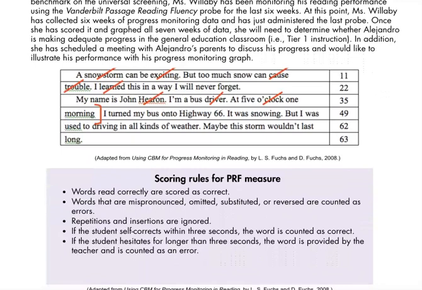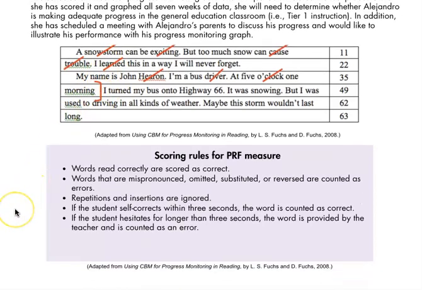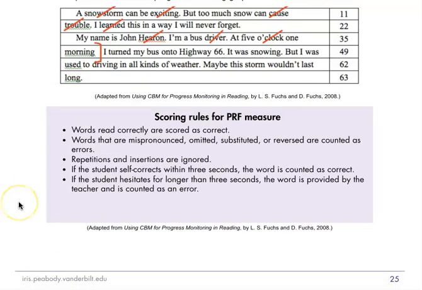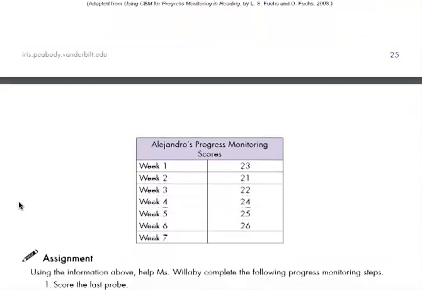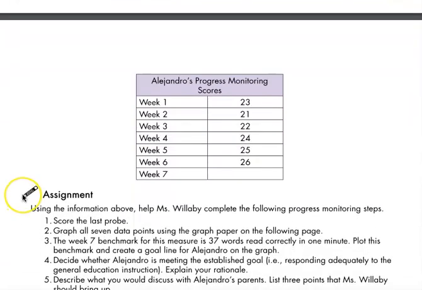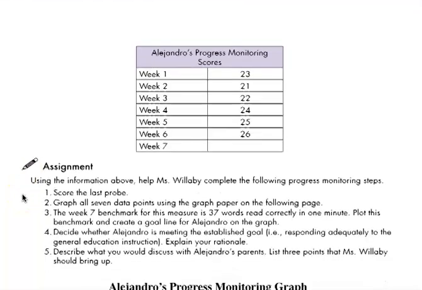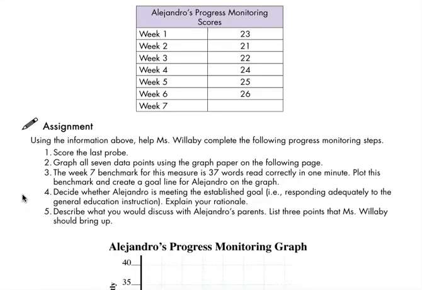So remember how we score words that he missed and then where he stopped, figuring out how many he had done. And as you'll notice, they put in here a little reminder on how to score this in particular. And then we've got his chart here on what Alejandro has done so far for each of those weeks. So let's take a look at what you're going to be doing.